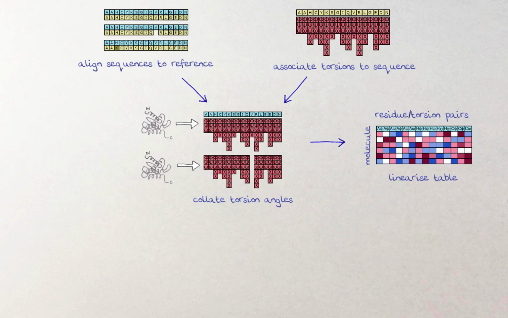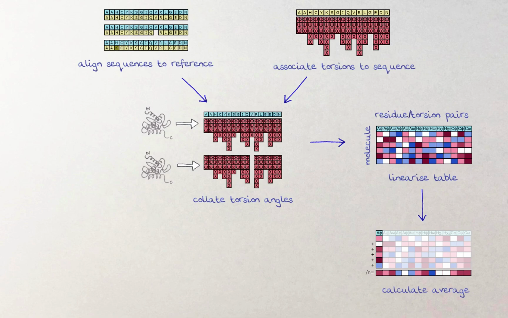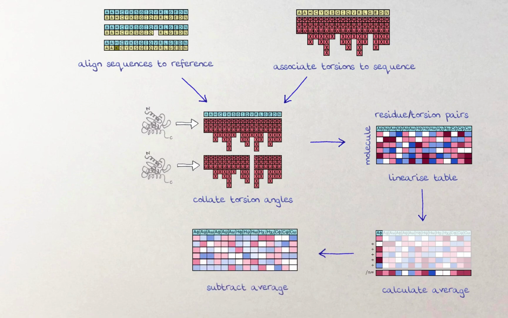We can then focus on looking at the differences of the torsion angles in this table, and we can do that by calculating an average, and then we can subtract that average from each of the structures, and this gives us a list of difference torsion angles.